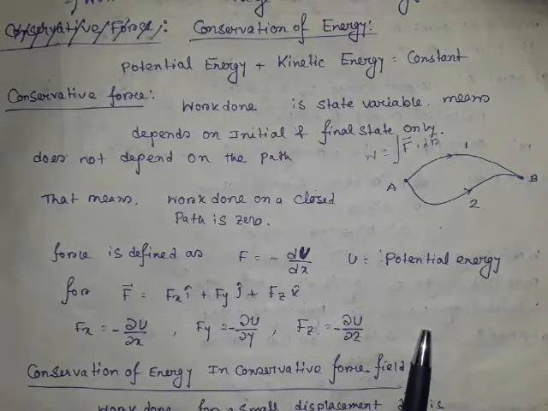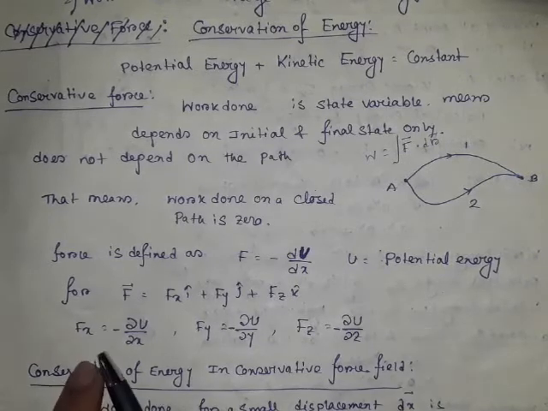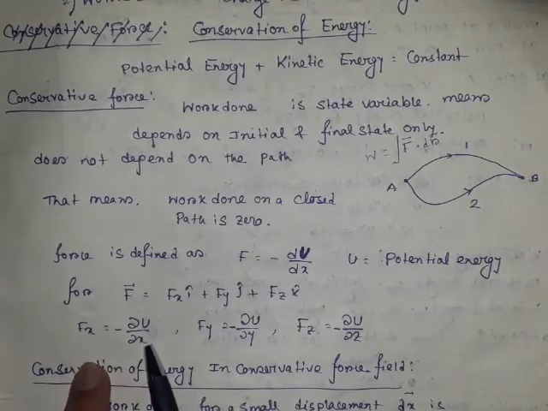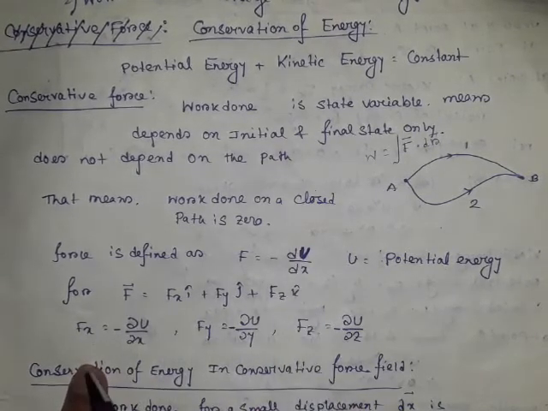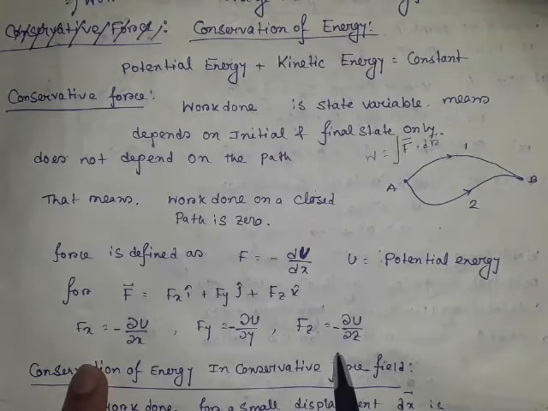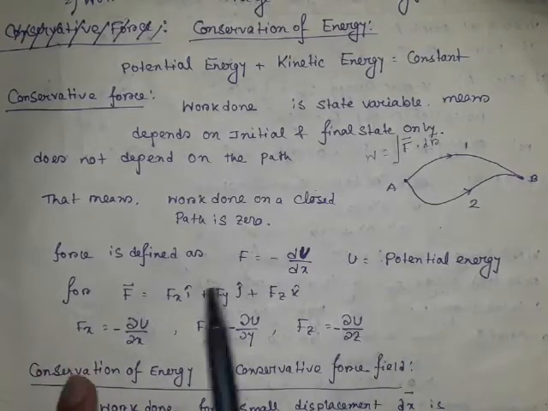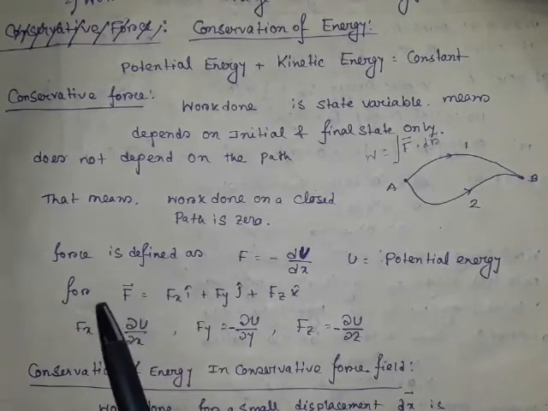So to avoid this, we use partial differentiation, where we just want to see the variation of some parameter with respect to some variable, keeping the rest of the variables constant. That's why we use that. So fx is minus del u del x, similar to this equation. fy is minus del u del y, and fz is minus del u del z. So that is our total expression for the force when the force field is a conservative force field.